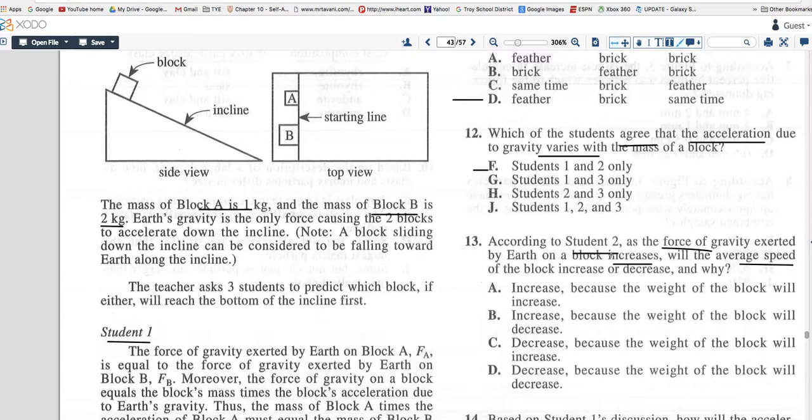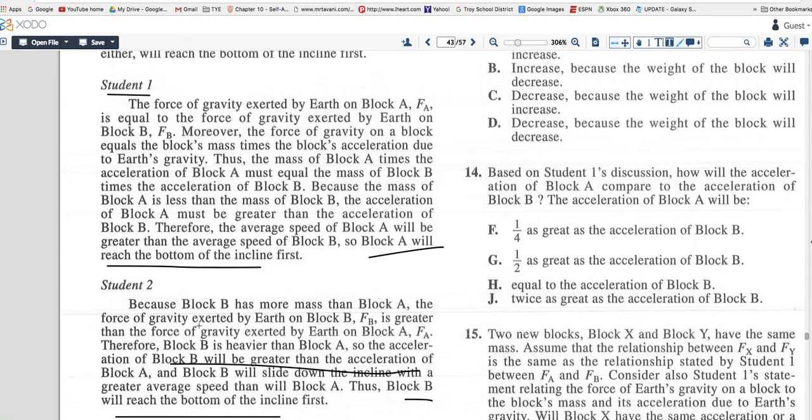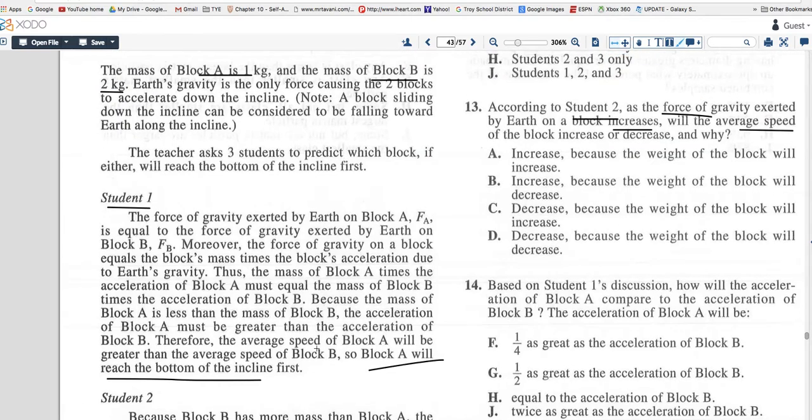Block B is heavier than block A, so the acceleration of block B will be greater. Good. It's the one right above it. It's that line. Okay, 14. Who can tell me what to underline in this? Amitesh. Actually, Krishay. How did I do 14?